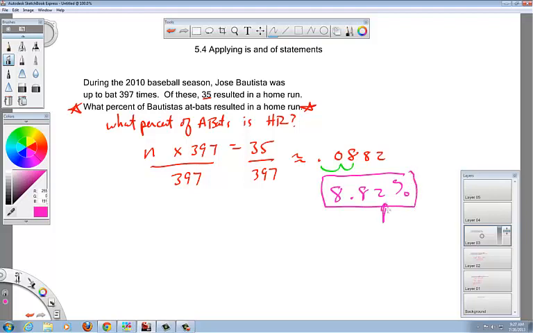That's the second decimal place on percents. And remember, he's up 397 times. He gets 35 home runs, which is good. He gets paid millions. In other words, every time he's at bat, he hits a home run about 9% of the time, 8.82%. This is how you apply the is and of statements to 5.4.